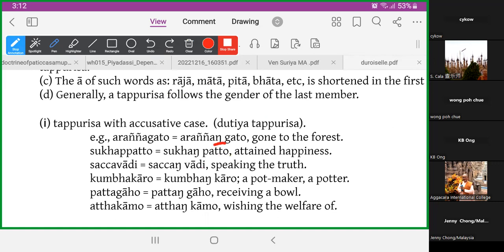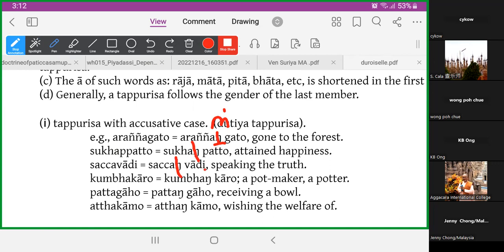So like this M dot, the case ending of the first member is elided. And then Sukam Pato. So you delete the M dot, it becomes Sukha Pato, right? Then you also delete this last one. So it becomes Sukhapato.